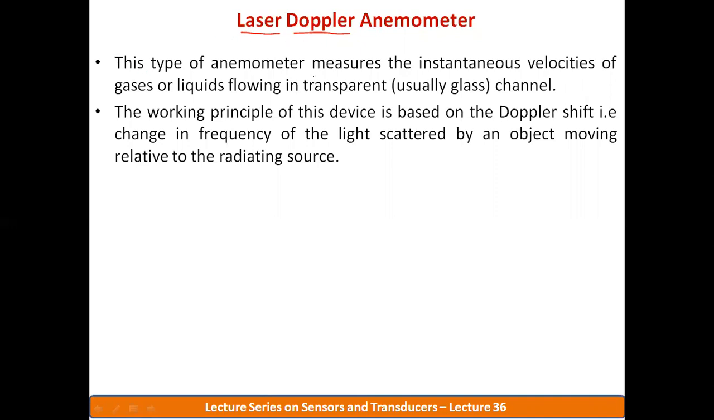This type of anemometer measures the instantaneous velocities of gases or liquids flowing in a transparent channel. Here the pipe or the conduit needs to be transparent. As this transducer uses light, the light should fall on the liquid or the gas flowing. That's why the conduit or the pipe needs to be transparent.